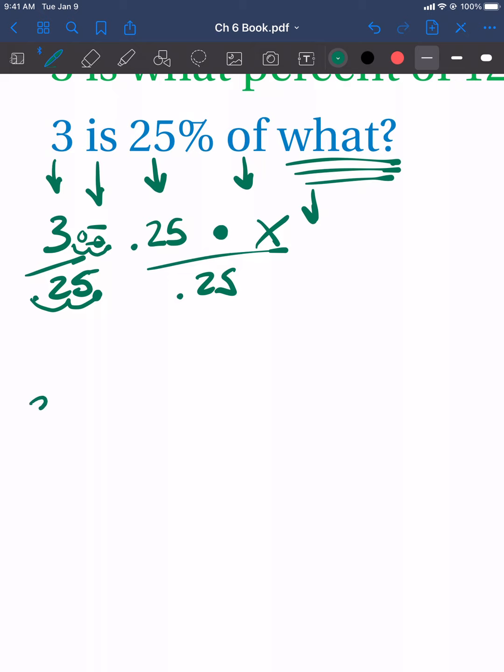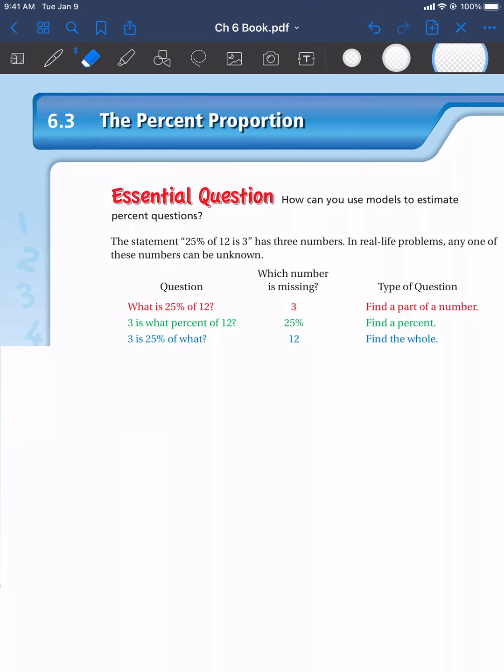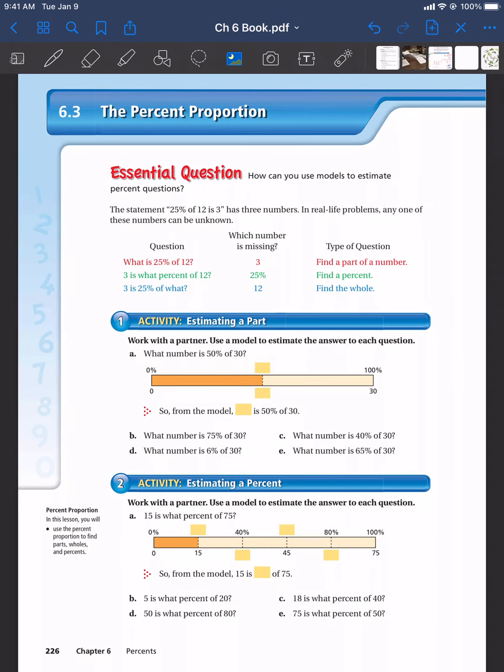So now I have 300 over 25. How many 25s can go into 300? Or if you were to divide that, what would you get? And when you divide it, you get 12. 12 equals x. So my final answer would be 12. That is pretty much what we're doing in this lesson. We're taking questions and learning how we can change them into equations, okay?